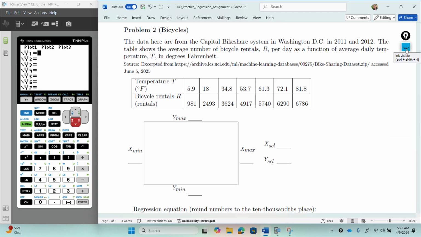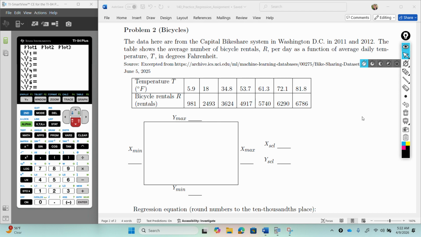Okay, so let's start this one from scratch. It says the data here are from the Capital Bike Share system in Washington, D.C. in 2011-2012. The table shows the average number of bicycle rentals R per day as a function of average daily temperature T in degrees Fahrenheit. So your temperature is going to affect your business, definitely.